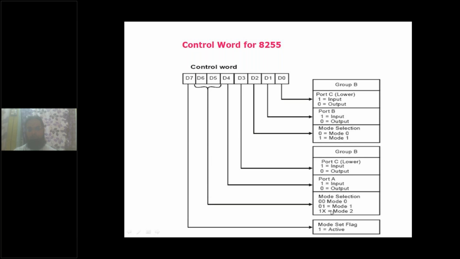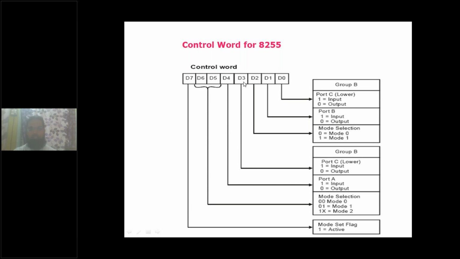So after deciding the mode of operation of port A, we need to decide whether port A is acting as an input port or output port, and that is decided by D4. If this D4 bit is 0, port A acts as an output port, and if this bit is 1, port A acts as an input port.